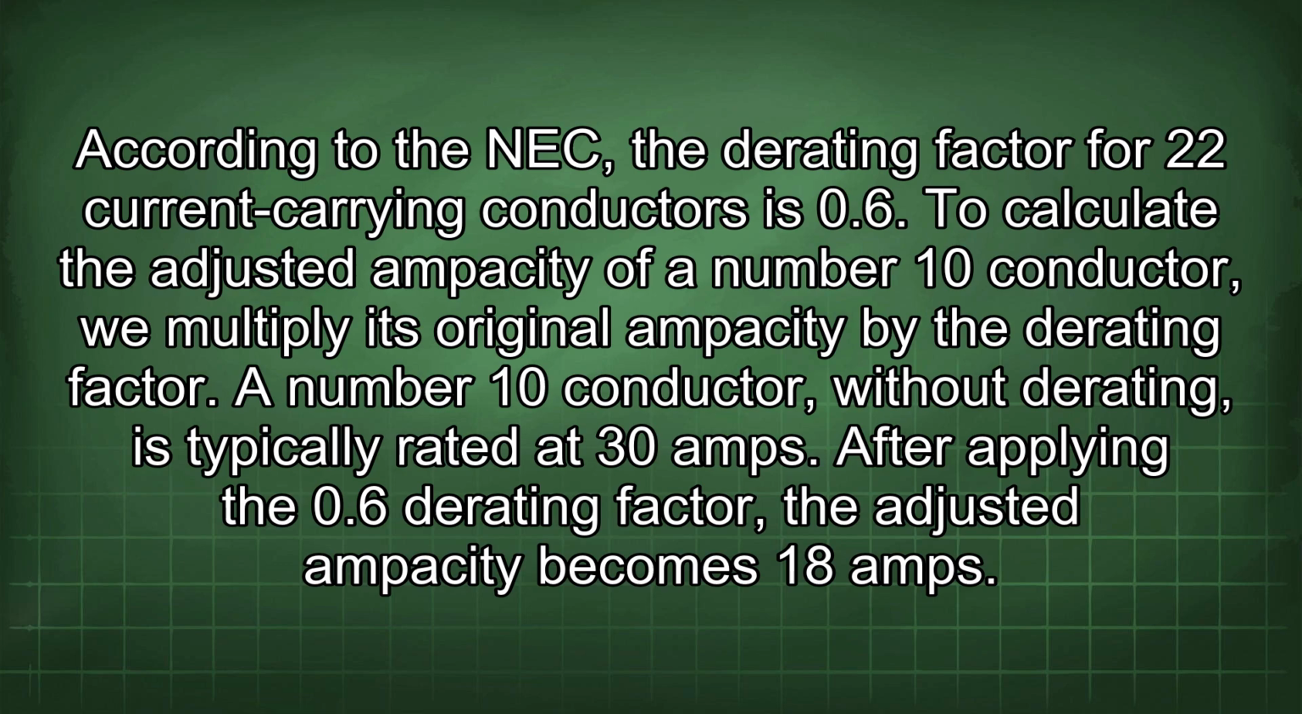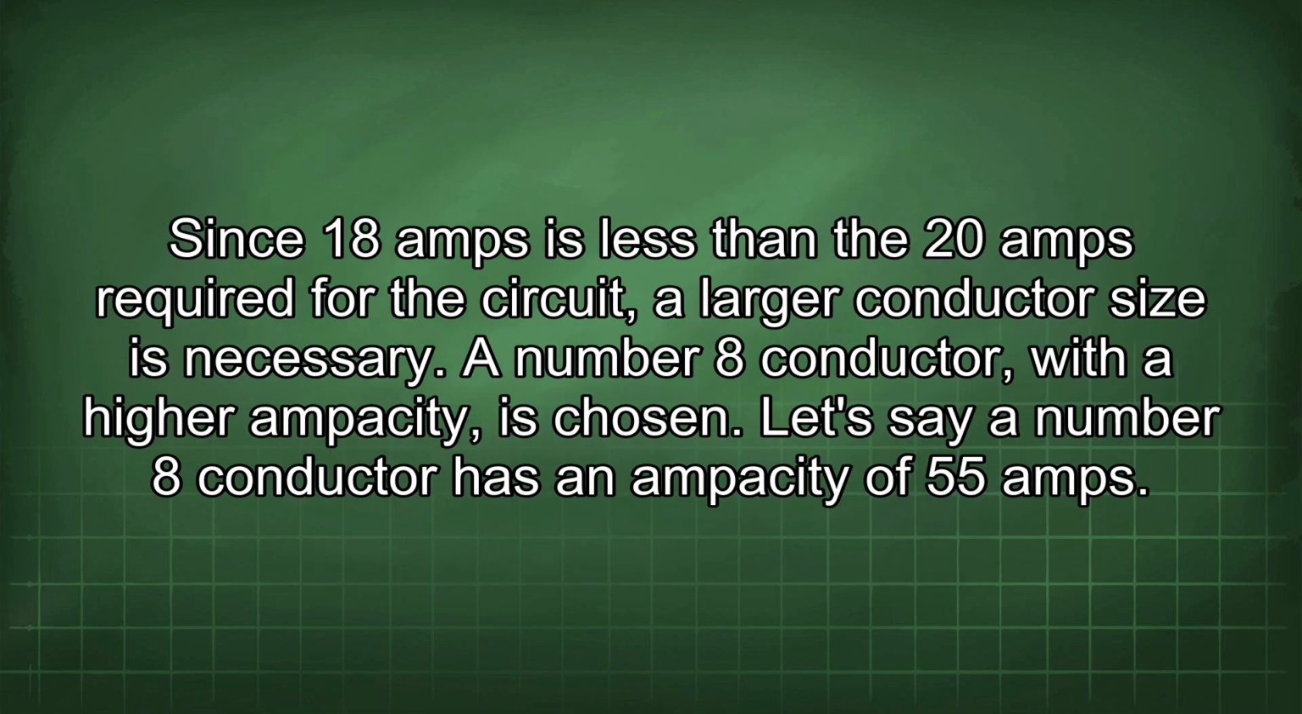According to the NEC, the derating factor for 22 current-carrying conductors is 0.6. To calculate the adjusted ampacity of a number 10 conductor, we multiply its original ampacity by the derating factor. A number 10 conductor without derating is typically rated at 30 amps. After applying the 0.6 derating factor, the adjusted ampacity becomes 18 amps. Since 18 amps is less than the 20 amps required for the circuit, a larger conductor size is necessary.